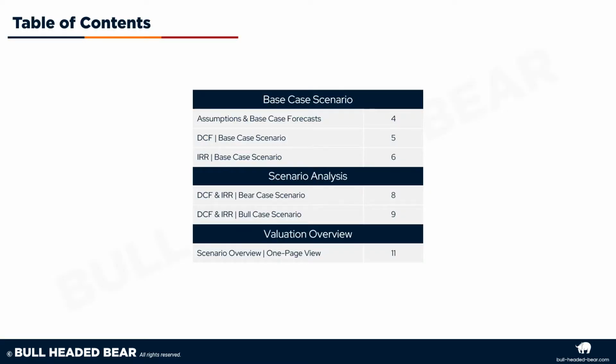First of all, I'll take you through the assumptions that are used in the model. We'll take you through the base case forecast, then we'll jump into the model, I'll take you through the DCF, and then we'll have a look at the IRR. And then after that I'll just take you through some of the scenarios. So there's also a bear case scenario and a bull case scenario. I'll take you quickly through them, and then to finish off I'll just show you a one page with the three different scenarios in so you can see the difference between them.